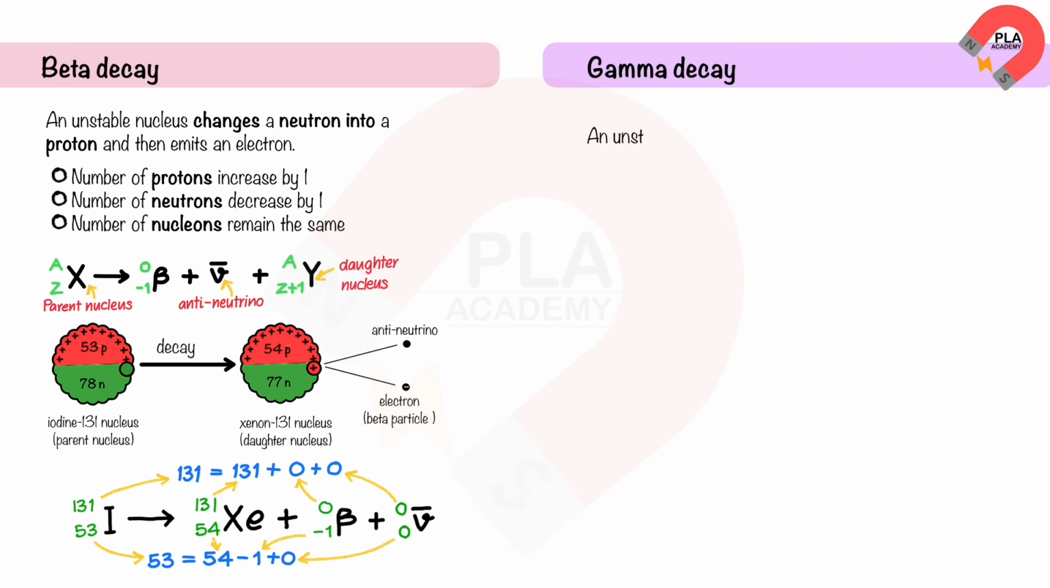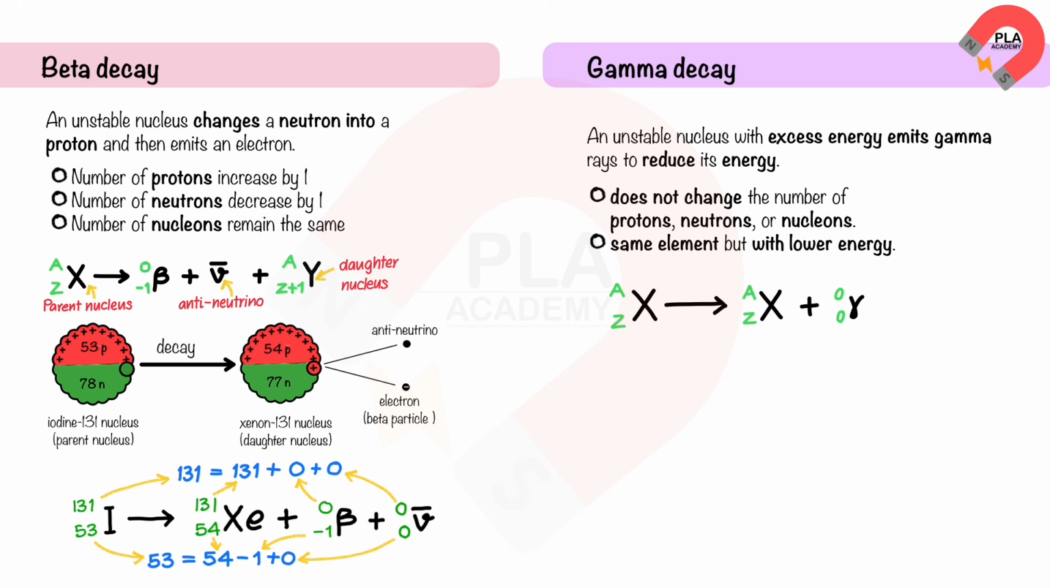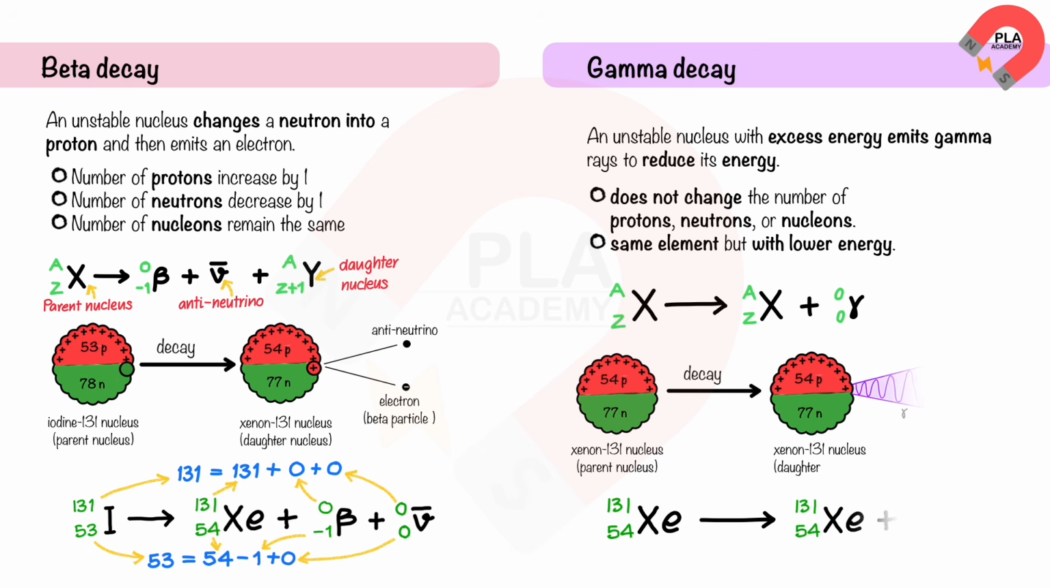Gamma decay. An unstable nucleus with excess energy emits gamma rays to reduce its energy. This process does not change the number of protons, neutrons, or nucleons. As a result, the nucleus remains as the same element, but with lower energy. It does not transform into a new element.